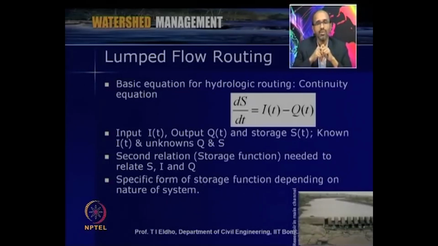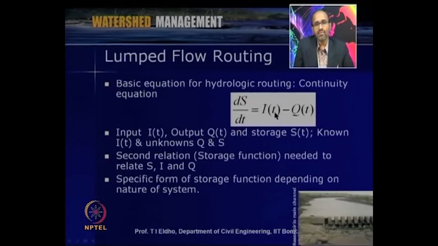As I mentioned, when we deal with lumped flow routing, generally we go for the solution of a continuity equation. We can express it as the rate of change of storage is equal to inflow minus outflow, or input minus output. Here input or inflow is a function of time, and outflow or output is again a function of time. That inflow minus outflow gives the change in storage. Here S is the storage.